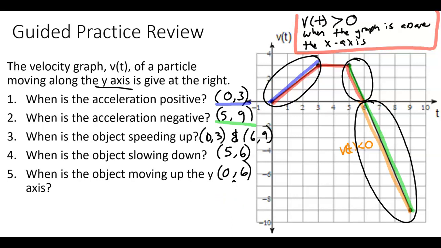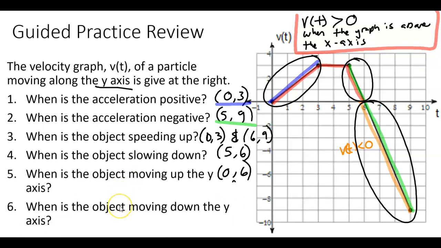And I wonder if I'll just ask the opposite question now. When is it moving down the y-axis? You guys should be able to answer that now. That would be any time the velocity is negative, and that would be from 6 to 9. The orange section.